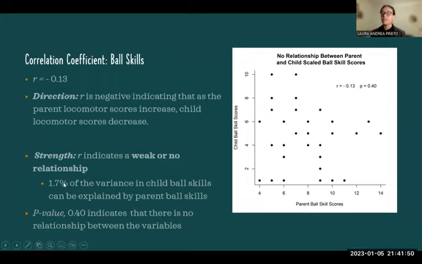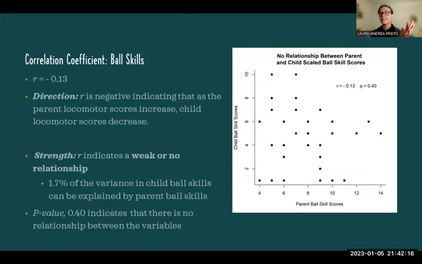About 1.7% of the variance in child ball skills can be explained by parent ball skills. And our p-value is 0.40, which is not less than 0.05. So that indicates that there is not a statistically significant relationship between the variables. So again, with all of this information, we said that there was no relationship between parent and child ball skills.